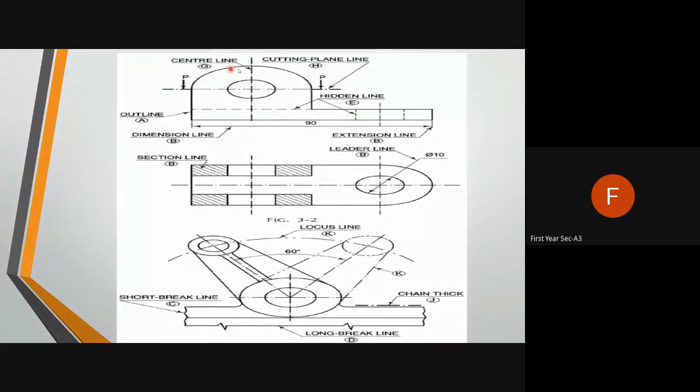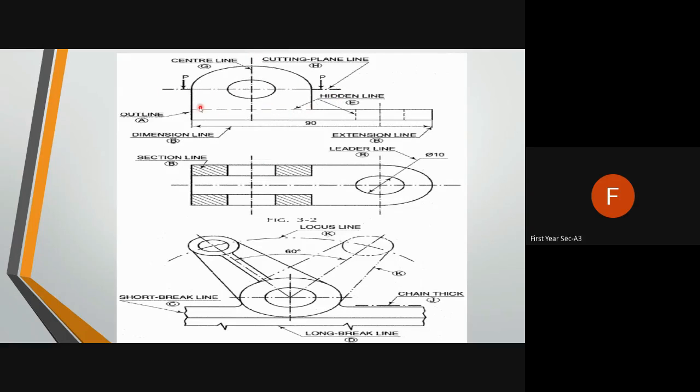Now see, these are the drawings, and how many lines are used, all these things are shown. Now this is the front view. From the front you are seeing it like this, and this is the top view. Now this is the center line. See, the center line is passing through the circle. This is a center line, and this is also a center line. Sorry, it is the cutting plane line. Cutting plane line means it is cut from this portion. This is the center line, and this is the cutting plane line.